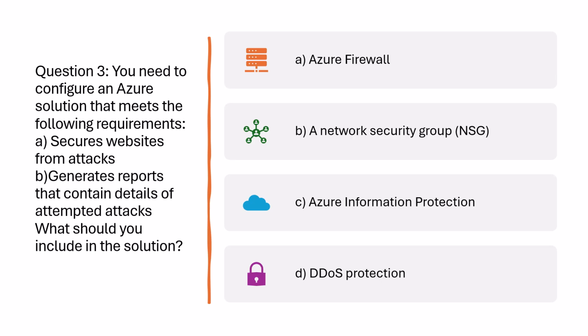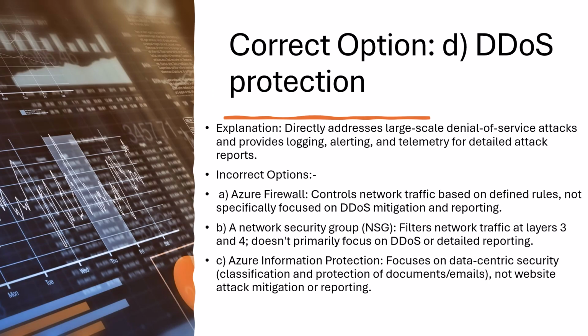Question 3. You need to configure an Azure solution that meets the following requirements. Secures websites from attacks. Generates reports that contain details of attempted attacks. What should you include in the solution? A. Azure Firewall. B. A Network Security Group, NSG. C. Azure Information Protection, D. DDoS protection. The correct answer is D, DDoS protection.